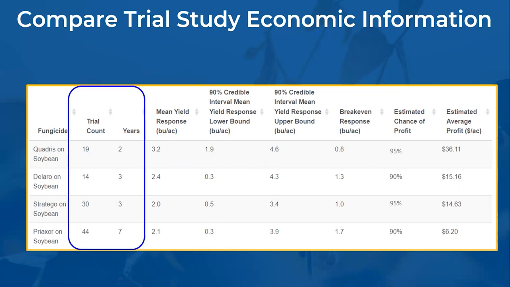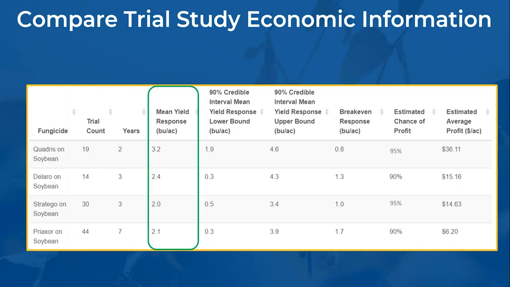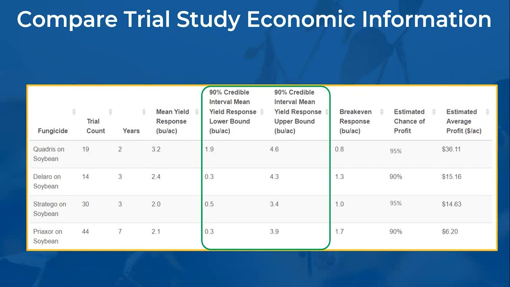As you can see, based on these fungicide trials on soybeans, this shows your trial count and the number of years these trials were conducted. It gives a mean yield response, or your average yield response, for each of these trial categories. It also will give confidence intervals based on your lower bound, or your lower yield response that could be expected, and then also your higher yield response in bushels per acre that could be seen. And this is to give you a range of what was seen based on the trials.